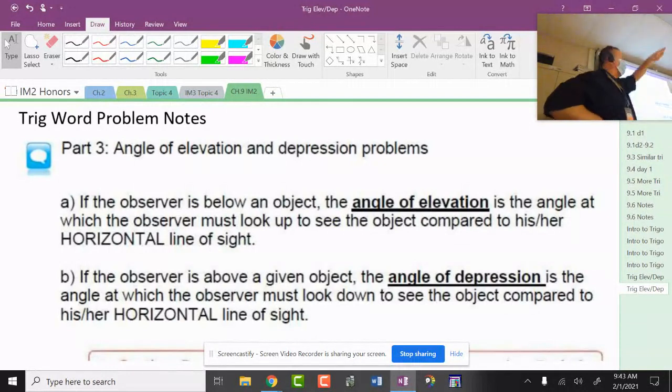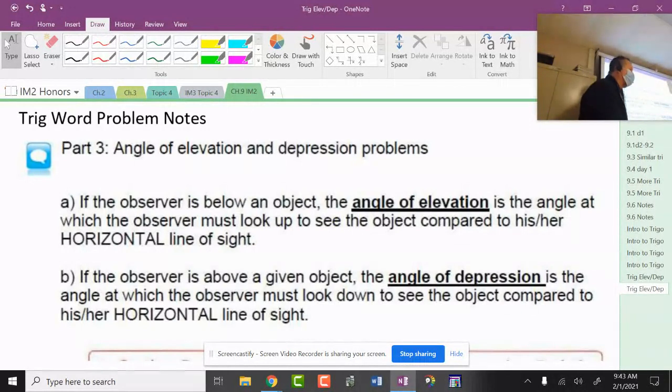Horizontal line of sight. So first of all, I'm looking up. I only have one side. I need another one. I need this horizontal. So that's what it's comparing. When I'm looking up, what's the angle compared to looking straight out? And that makes sense, and students almost never miss an angle of elevation question. These are very successful. Why do they screw up angle of depression?